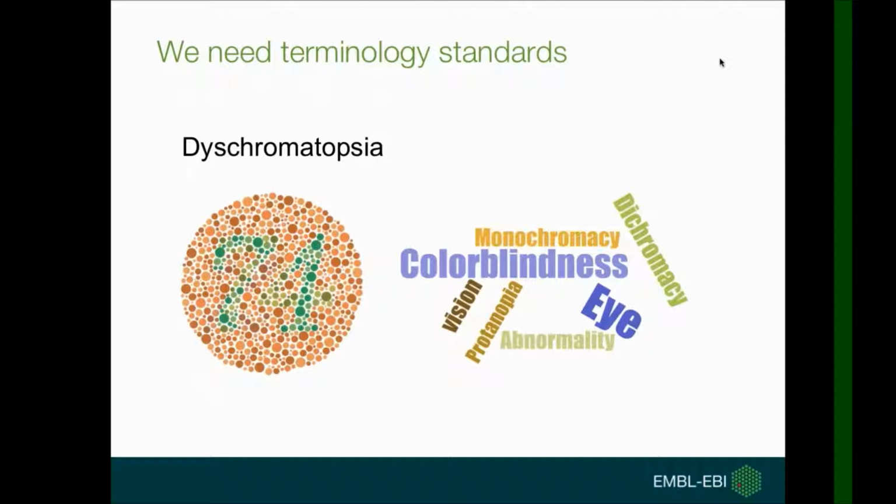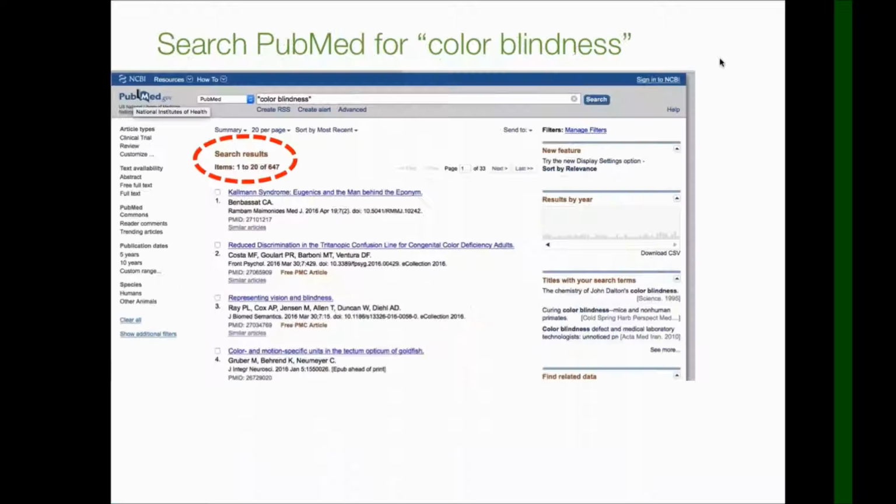So why do we need these terminology standards? So if we consider a disease such as dyschromatopsia, on the right here you've got lots of different ways of describing, or terms that will describe color blindness. This is an abnormality of the eye, it affects the vision. So there's a whole bunch of ways that we could think about describing this disease. And we can see very easily an example from searching the literature.